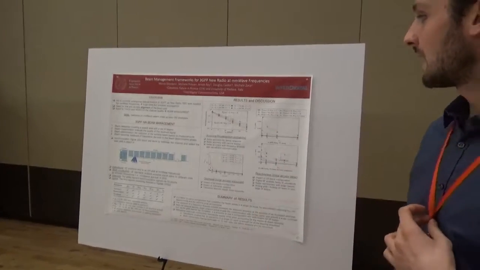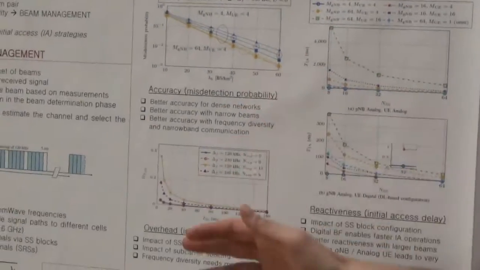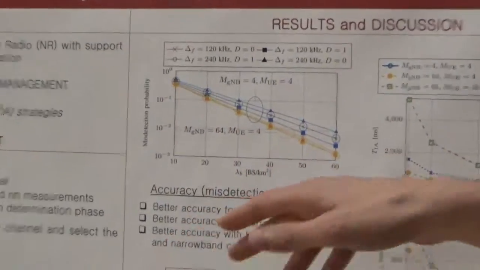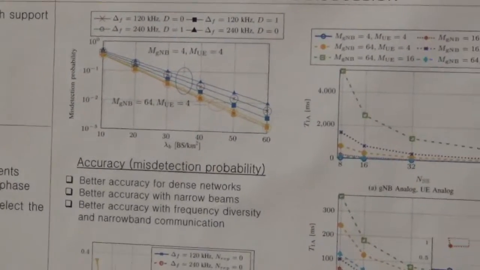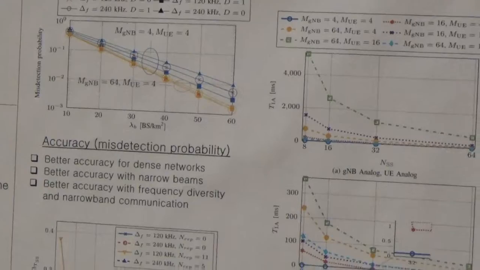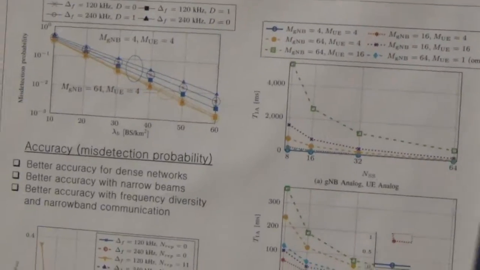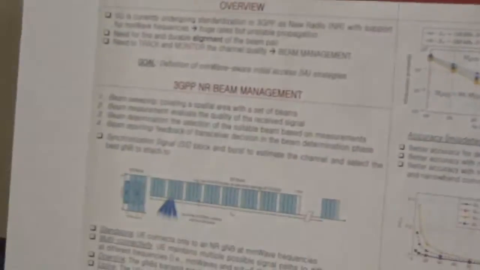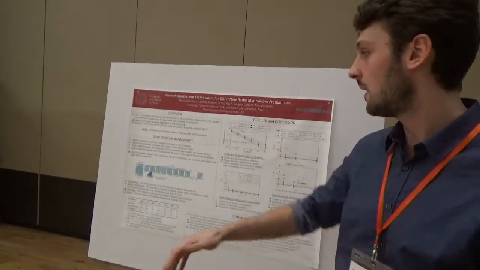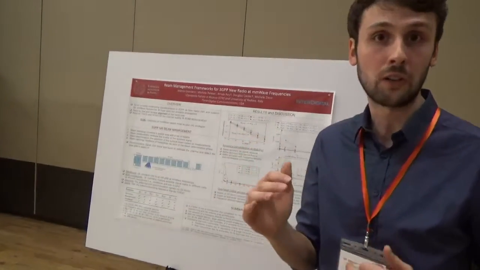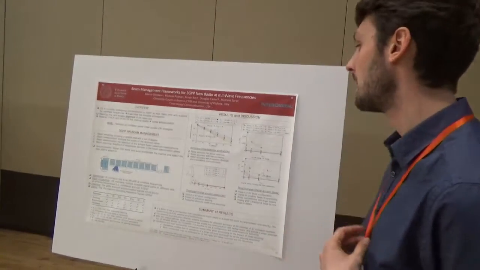From our results, we are showing that the accuracy is influenced by the base station density and the antenna configuration, because if we have more antenna elements, we may steer narrower beams and achieve higher beamforming gains. It also depends on the frequency diversity scheme, so the possibility of repeating the SS block multiple times, up to consuming all the resources available in the whole bandwidth, which here is set to 400 megahertz.